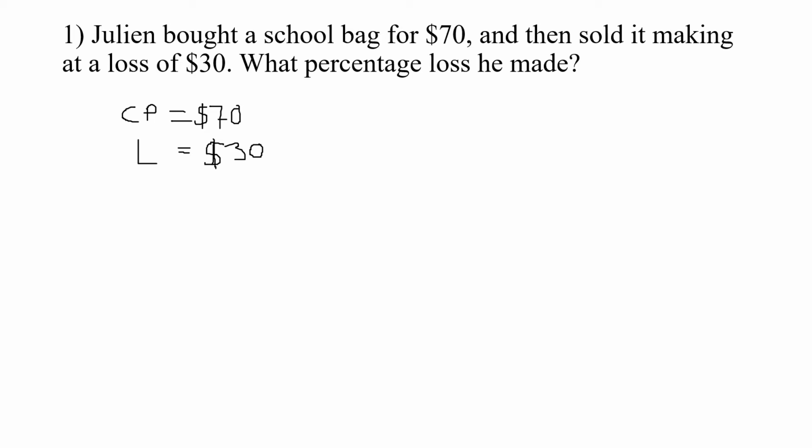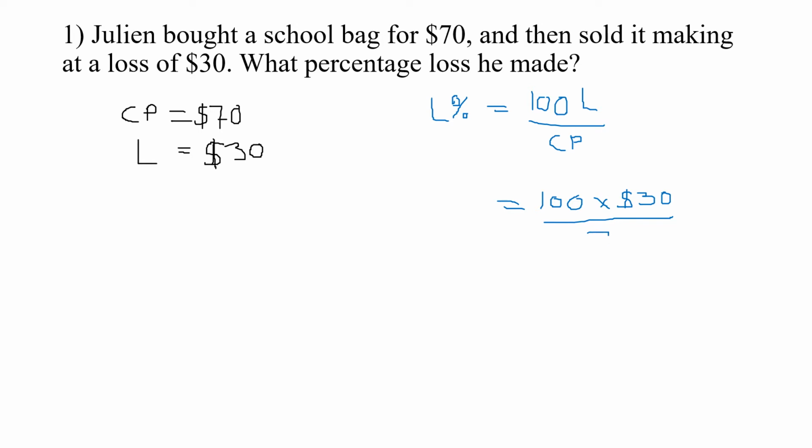So I will go straight into writing the formula. I know that the formula for loss percentage is equal to 100L all over CP. That's what we need. So that will be 100 multiplied by 30, all divided by our cost price, and our cost price is 70. Good. And once we do this, we should be all well and fine.